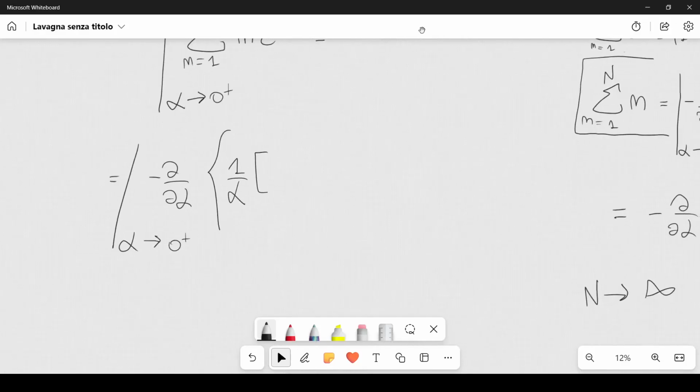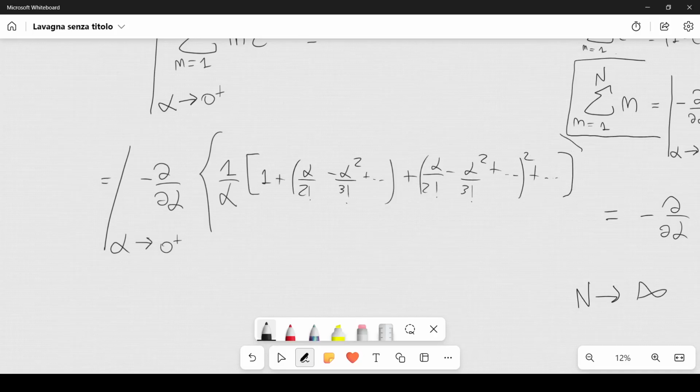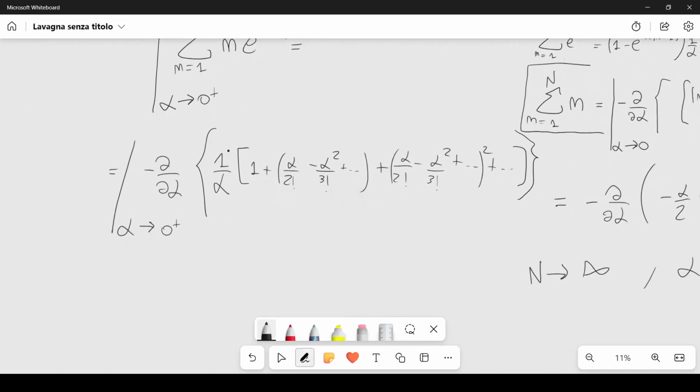So let me rewrite that. 1 plus alpha over 2 factorial minus alpha squared over 3 factorial plus dot dot dot, squared, plus dot dot dot, and we have something like this. Now, this is quite interesting because when we consider the only contributions, remember that alpha will have to go to 0. So this first term will give us a divergence, in particular 1 over alpha.